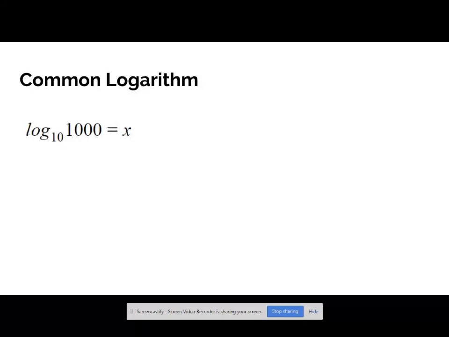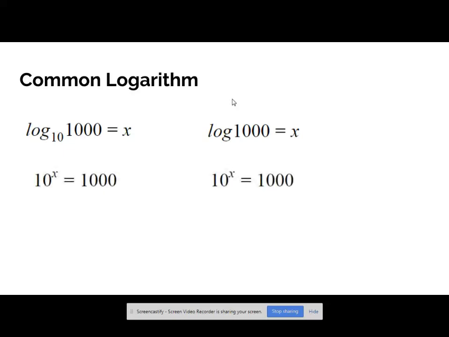So you might see something like this, log base 10 of 1,000 equals x. You might also see it like this. If there's no base at all, if it doesn't list a base, it's automatically base 10. And that's just called the common logarithm. Calculators are based that way. That logarithm book that I had is based on logarithm base 10. And so that's the common log. So if you don't see a base and it says log, it's automatically base 10.